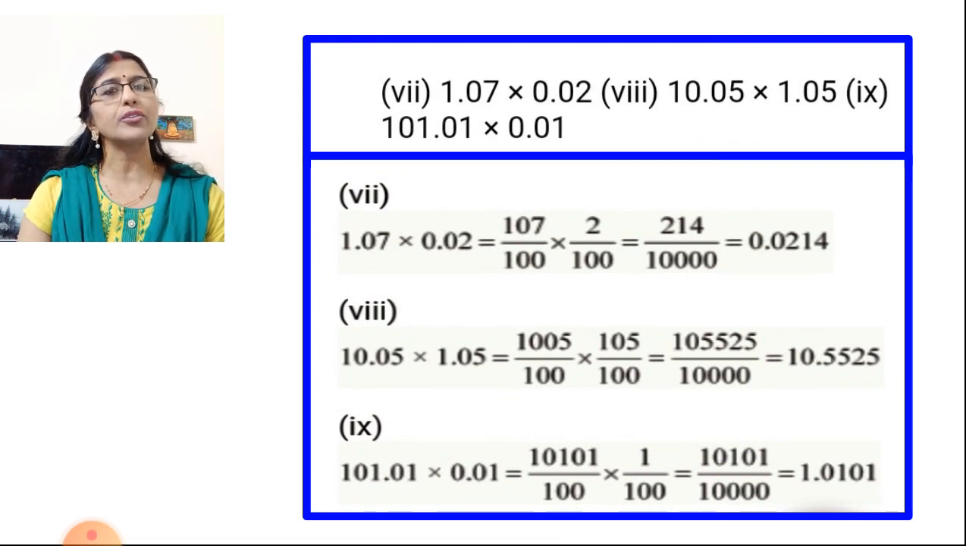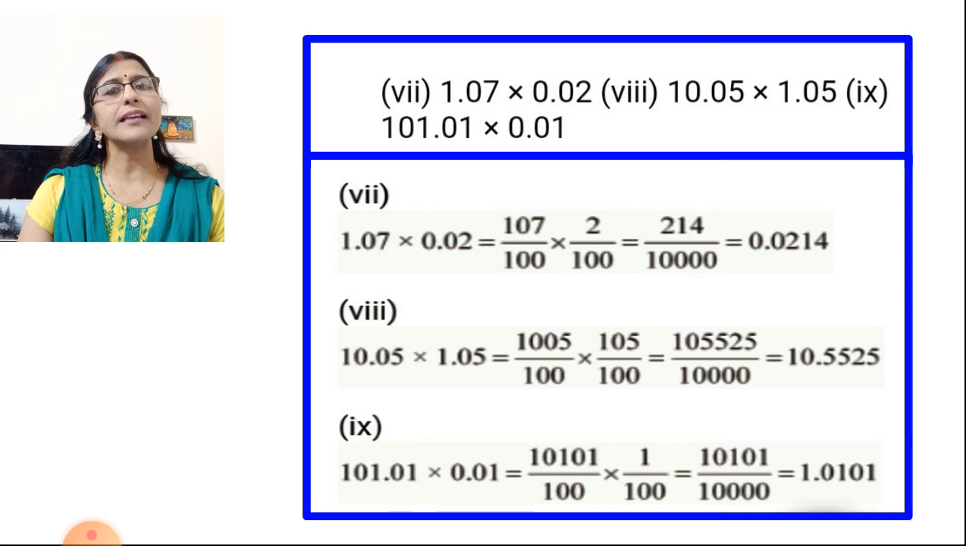1.07 into 0.02, you will get 107 upon 100 if you remove the decimal point. In the same way, 0.02 also will become 2 upon 100. And when you multiply the numerators, you will get 214, and 100 into 100 is 10,000. And then when you convert this into decimal, the point will be shifted to the left side by how many places? By 4 places. So you will get 0.0. You will have to add one more 0 and then 214, because there are 3 digits in the numerator.